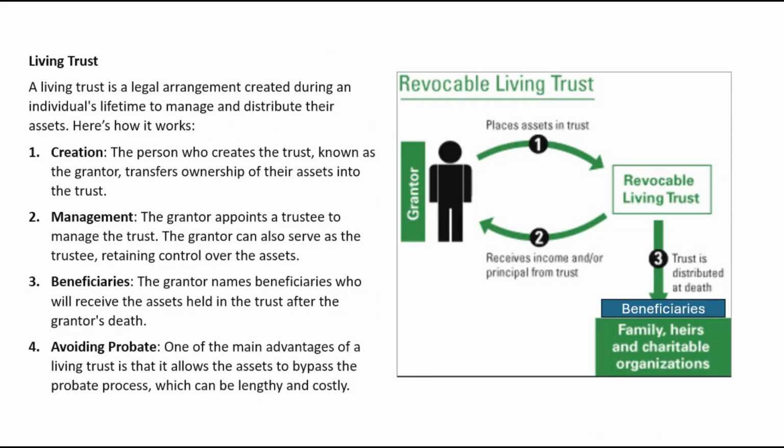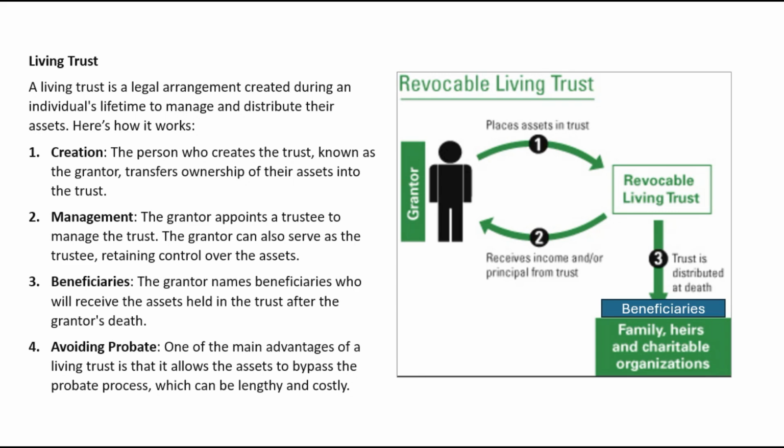Living trust. A living trust is a legal arrangement created during an individual's lifetime to manage and distribute their assets. Here's how it works. Creation. The person who creates the trust, known as the grantor, transfers ownership of their assets into the trust. Management. The grantor appoints a trustee to manage the trust. The grantor can also serve as the trustee, retaining control over the assets.